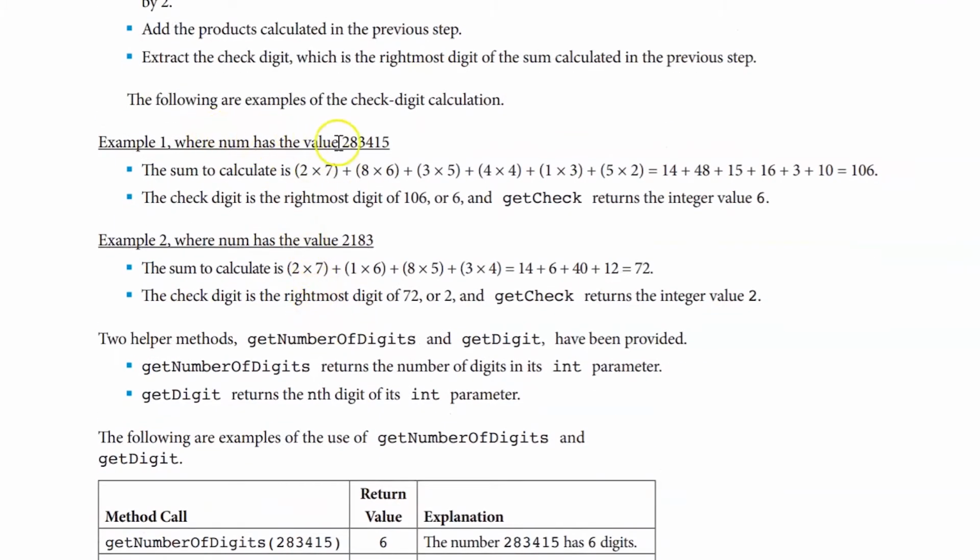Right? You have a number 283415. It's going to be 2 times 7, 8 times 6, 3 times 5, 4 times 4, 1 times 3, 5 times 2. Add those together and then get the rightmost digit, which is 6.